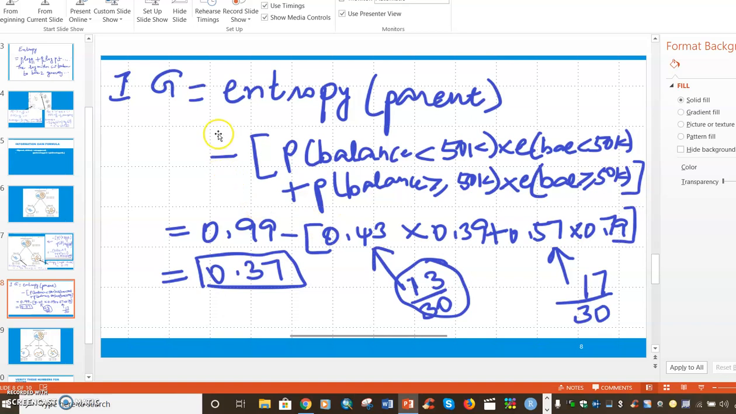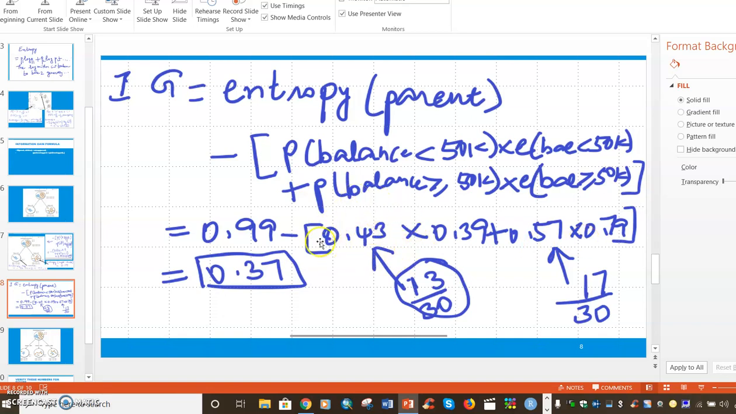So the information gain, again to remind you, is the entropy of the parent node minus probability of balance less than 50K multiplied by the E stands for entropy here, entropy of the group balance less than 50K, plus probability of balance bigger than or equal to 50K multiplied by the entropy of the group that has balance bigger than or equal to 50K. And so that's 0.99 minus of 0.43 times 0.39 plus 0.57 times 0.79.